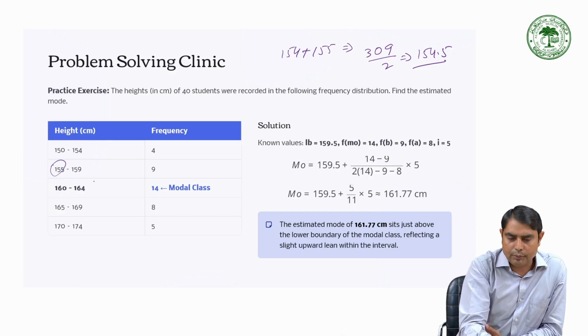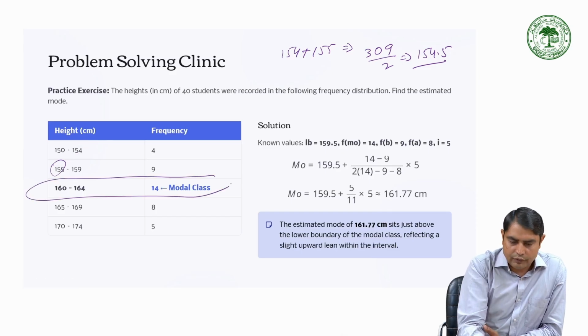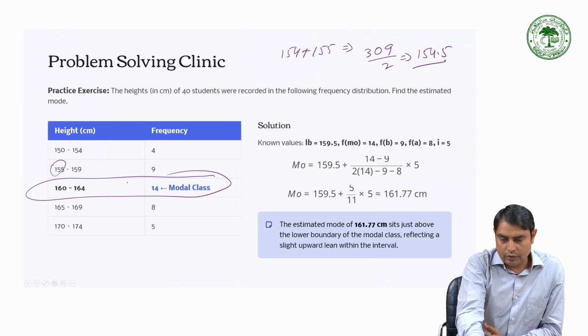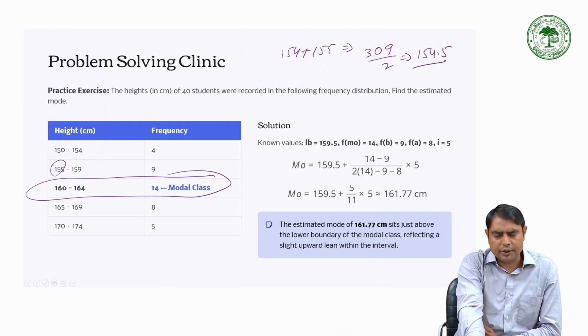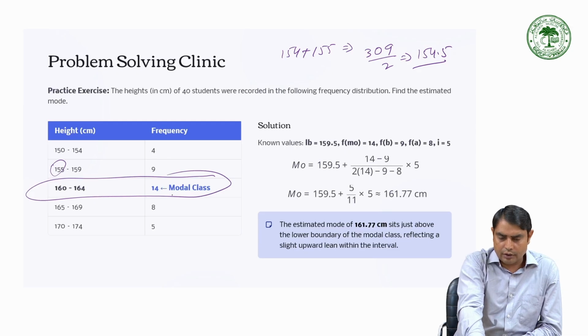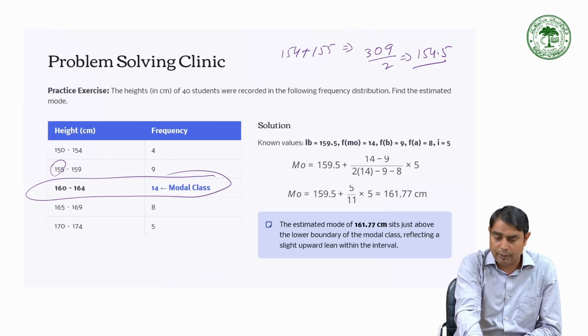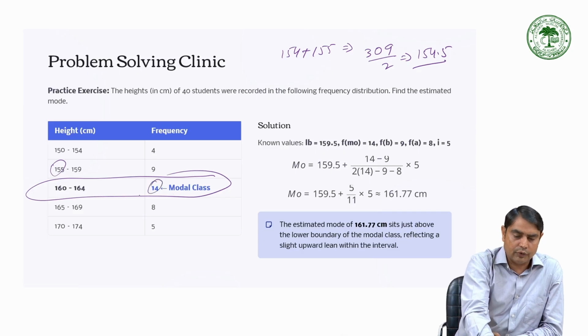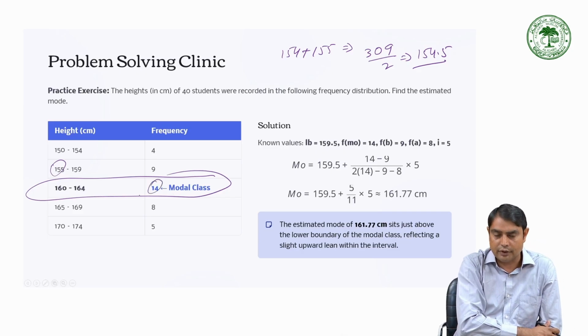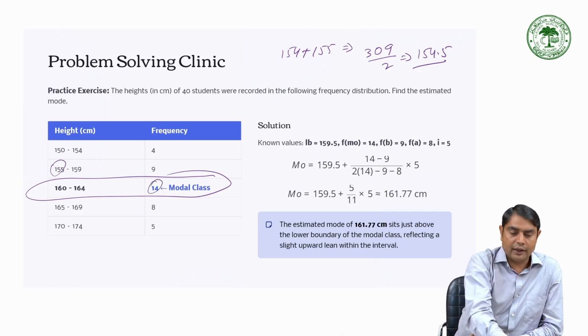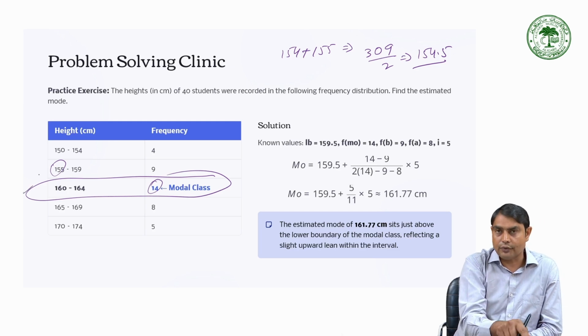But actually, in this case, I'm not supposed to find the value for this because my mode is there. So I'm more concerned about this class where the mode lies. So how to identify this class? Obviously, by simply looking at the numbers, the class which has the highest frequency will be my modal class. So since 14 is the highest number in this column, I can identify 160 to 164 as my modal class.